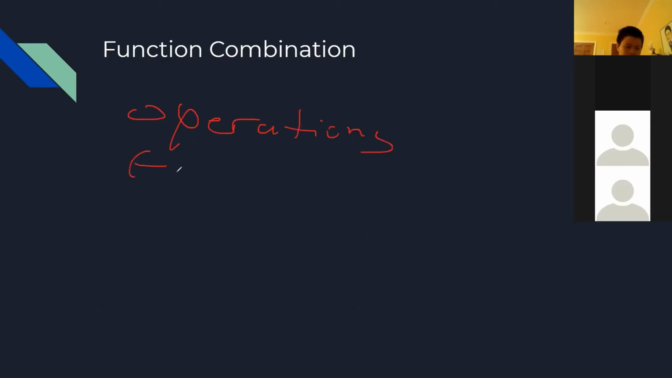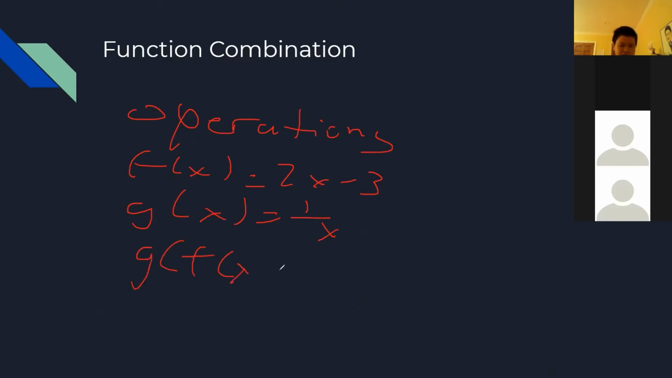Let's say f(x) equals 2x minus 3, g(x) equals 1 over x. We could composite these functions, or rather these functions become composite. You can just call it combining the functions. So what does this notation mean? Let's just say this is h(x).